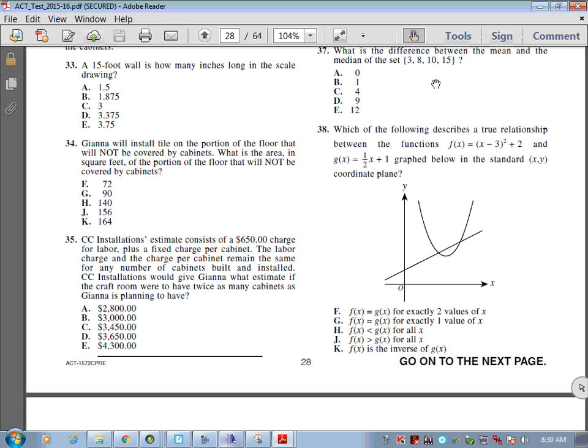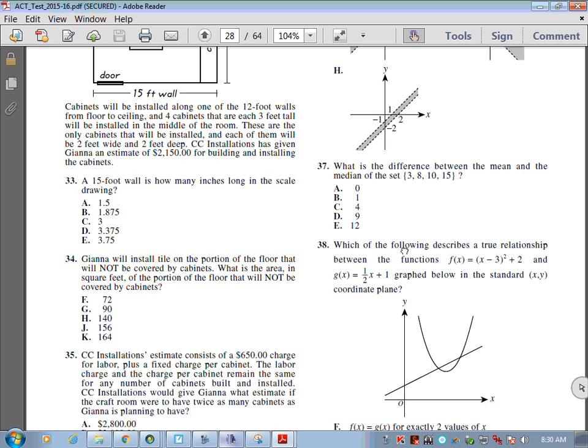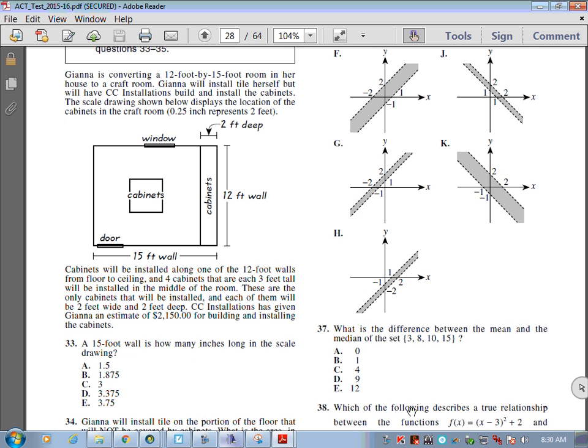Okay, Gianna will install tile on a portion of the floor that will not be covered by cabinets. Which is the area in square feet of the portion of the floor that will not be covered by cabinets? They give me information on both sides of this, and you can see what you need to here, enough to figure out that the area of this portion is 13 by 12. But this is also cabinets.